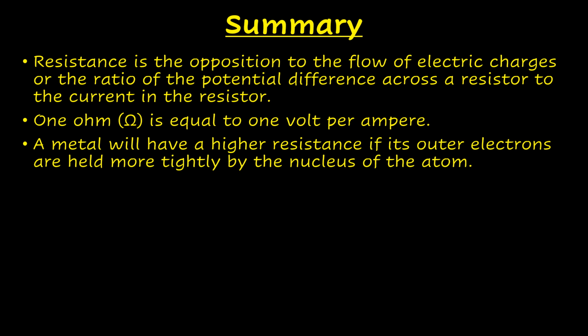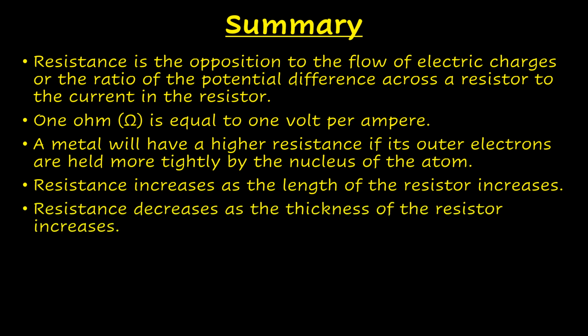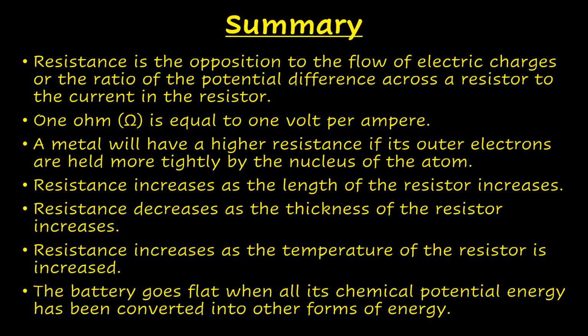A metal will have a higher resistance if its outer electrons are held more tightly by the nucleus of the atom. Resistance increases as the length of the resistor increases. Resistance decreases as the thickness of the resistor increases. Resistance increases as the temperature of the resistor is increased. And the battery goes flat when all its chemical potential energy has been converted into other forms of energy.